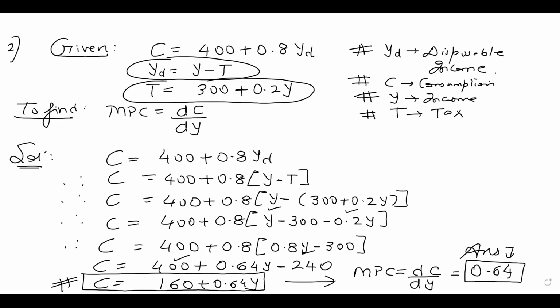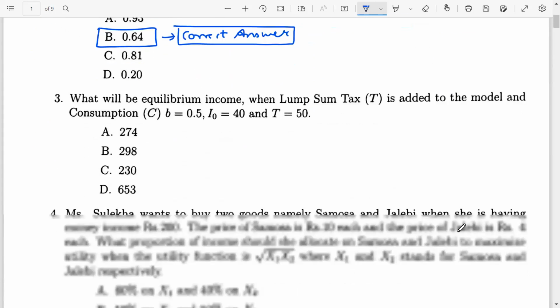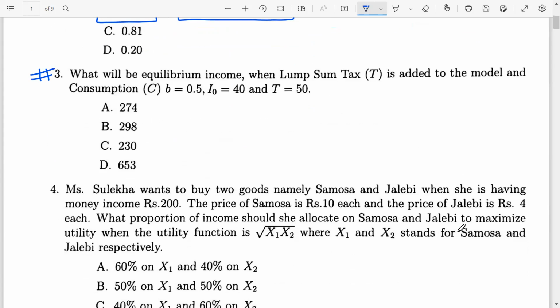Coming back to the question paper, we can mark option B as the correct answer. Hoping students have understood question number 2. Let's quickly look at question number 3, which is given to us. What will be the equilibrium income when the lump sum tax is added to the model?